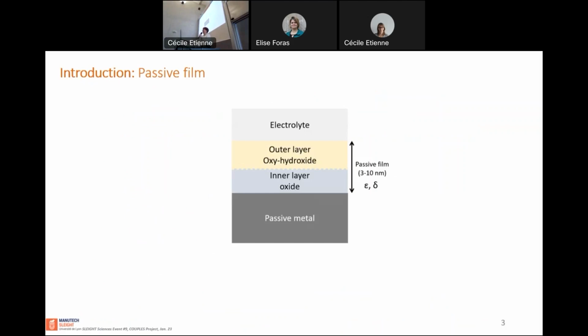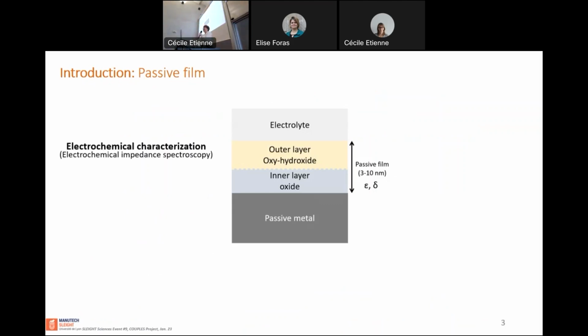So first, what's a passive film? A passive film is described as a complex oxide layer that appears naturally at the surface of a passive metal in order to protect the metal against corrosion. If you put this metal into a solution, for example an electrolyte, the outer layer of the oxide will start to hydrate, but the inner layer will stay a dense oxide layer. The passive film is mostly about 3 to 10 nanometers, depending on the metal and the electrolyte it is exposed to, and has a certain permittivity and a certain thickness.